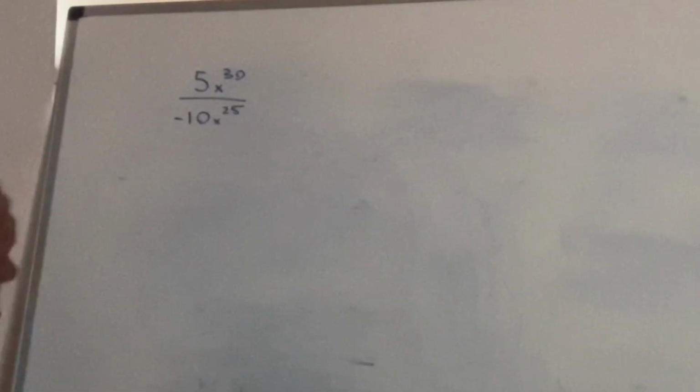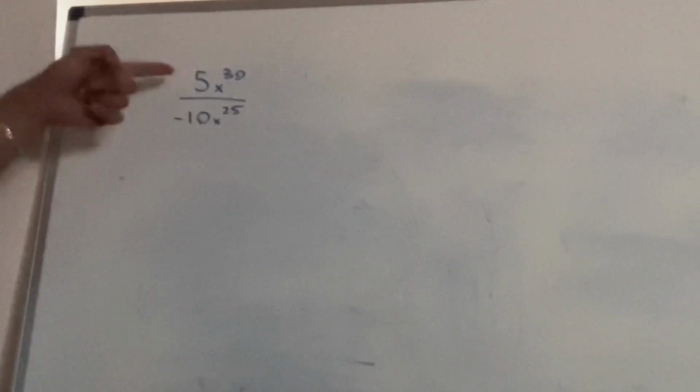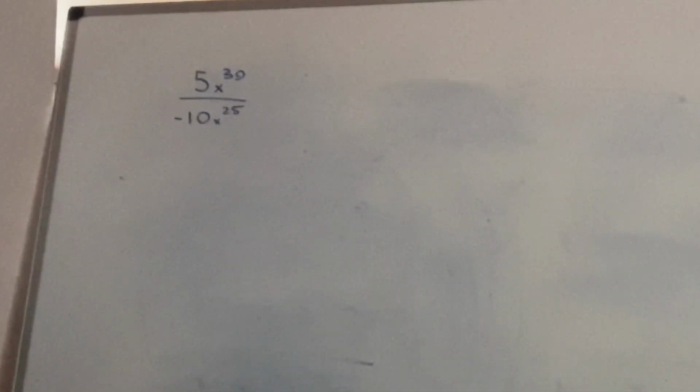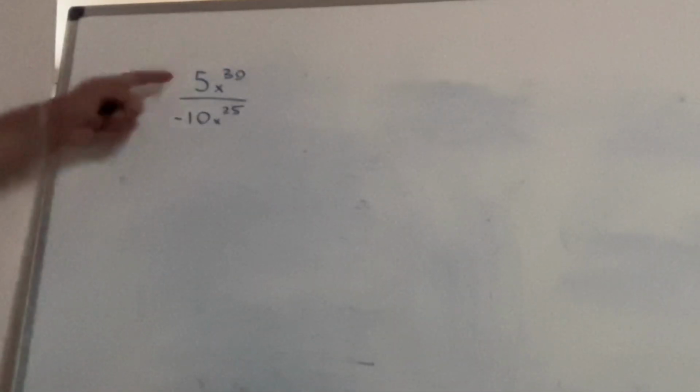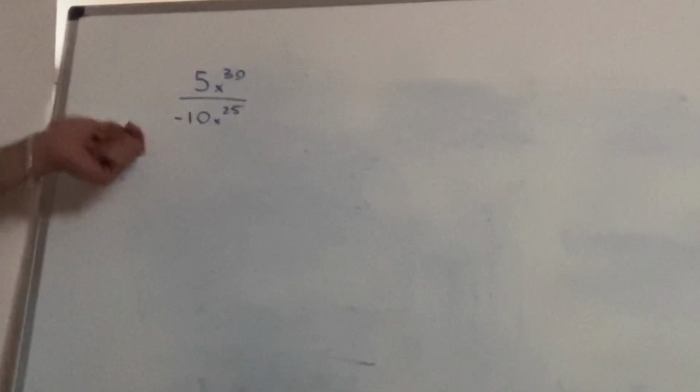Negative 10x to the 25. Okay, so 5x to the 30 over negative 10x to the 25. So let's start with the numbers on top and bottom, right? I mean, you could probably see it. 5 divided by 10 is 1/2, but we're going to visualize it. So 5 is on top. 10 is the same thing as saying 2 times 5. So let's write that.